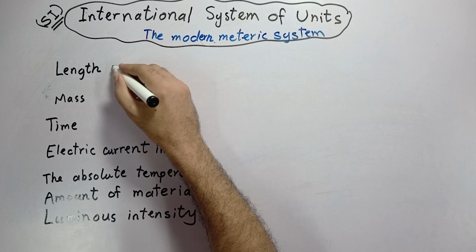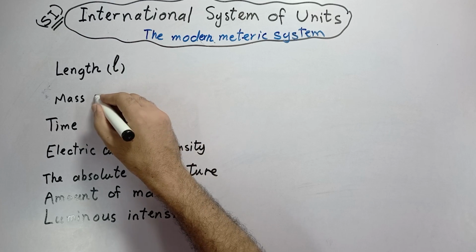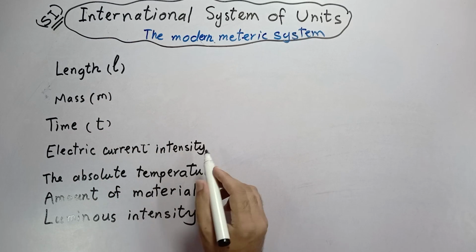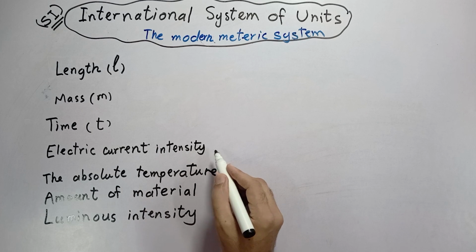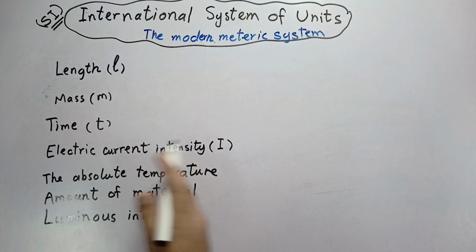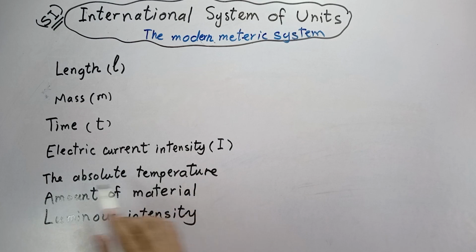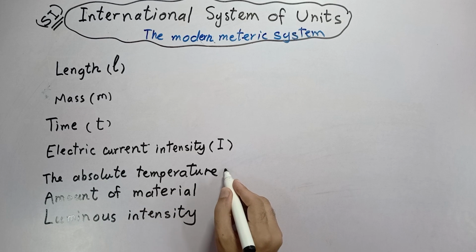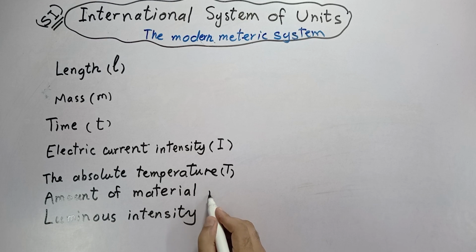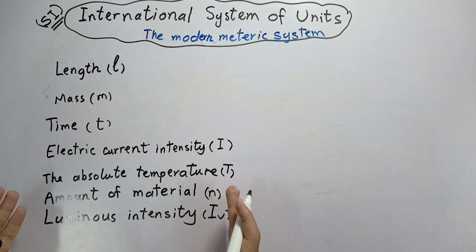We can write length like this: L, mass, small m actually, time, small t, electric current or current I. And instead of writing these words, the absolute temperature, capital T, amount of material, number N, luminous intensity, Iv. Okay, these are the quantities.